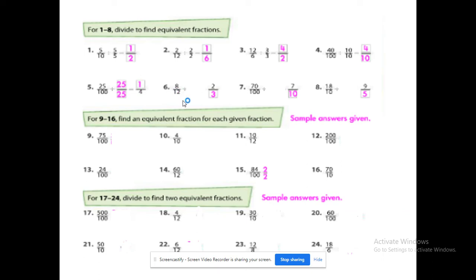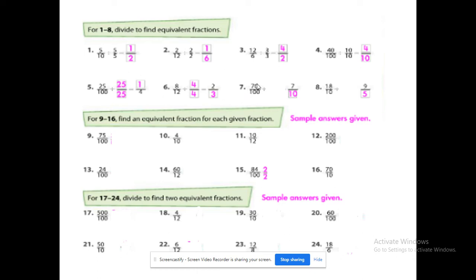Number 6. How is the 8 made into 2? Because I divide 8 by 4, it gives me 2, so I will divide the denominator also by 4. So 12 divided by 4, it gives me 3.